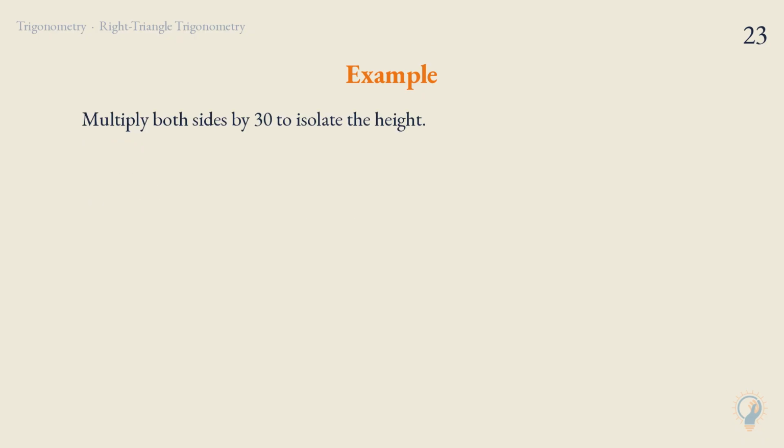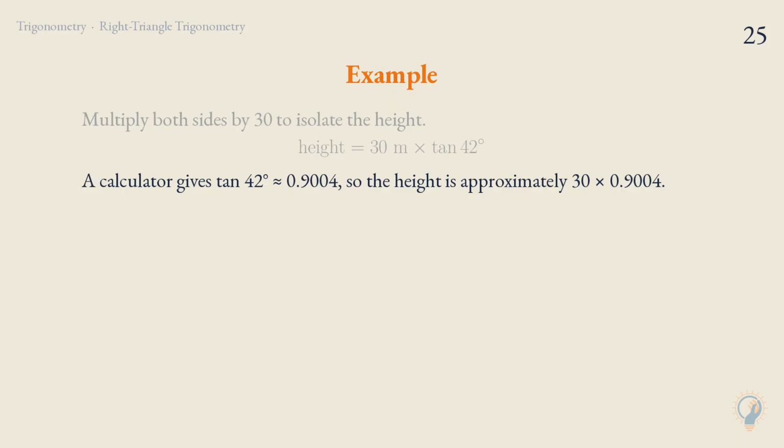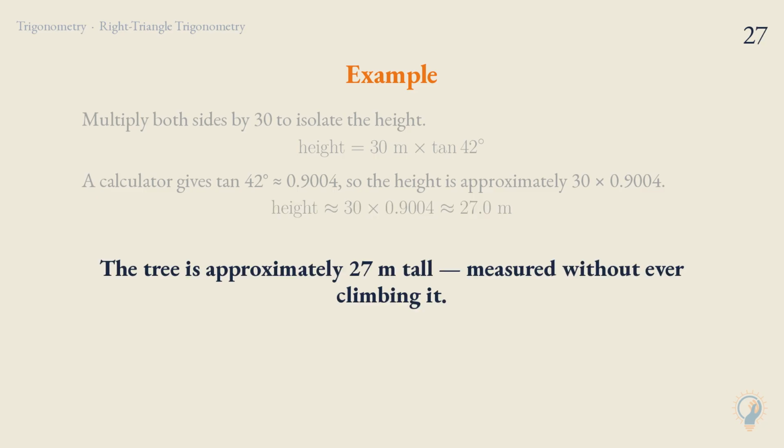Multiply both sides by 30 to isolate the height. Height equals 30 meters times the tangent of 42 degrees. A calculator gives the tangent of 42 degrees as approximately 0.9004, so the height is approximately 30 times 0.9004, which gives approximately 27.0 meters. The tree is approximately 27 meters tall, measured without ever climbing it.